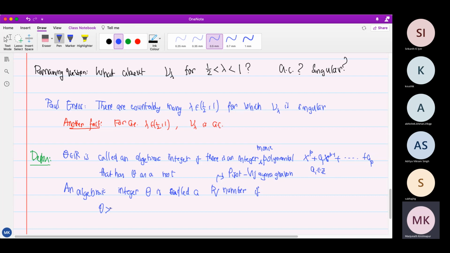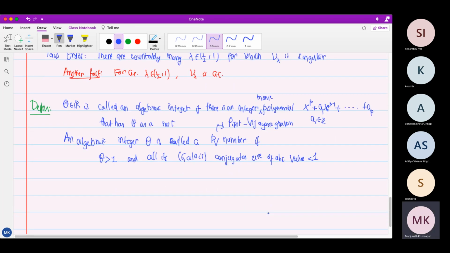Oh, okay. Before that, I should have said one more point. Since I started the sentence, let me finish it. And all its conjugates, they're called Galois conjugates, are of absolute value less than 1. Okay, what are these conjugates? I should have said that first. I should define that.